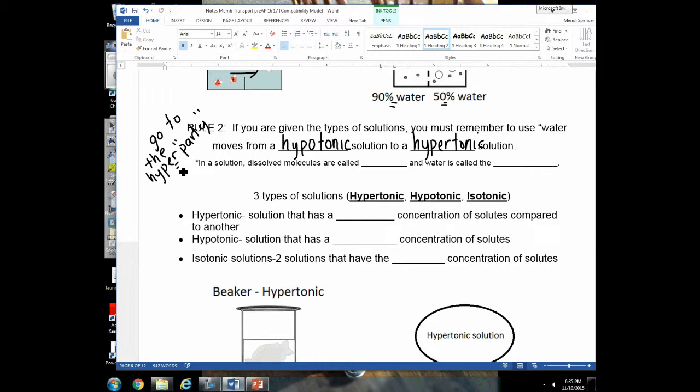Now, when I'm talking about hypertonic and hypotonic solutions, then I'm talking about how much water there is compared to solutes. So let's review real quick. If we have dissolved molecules in a solution, they're called the solutes. And remember, water is sometimes called that universal solvent because it dissolves so many different molecules. It's called the solvent.